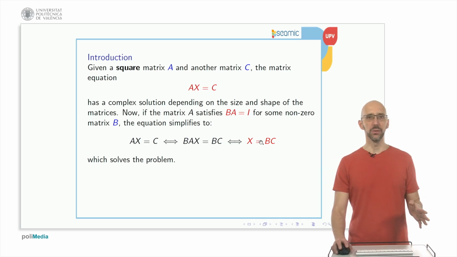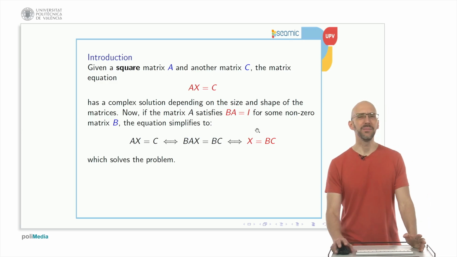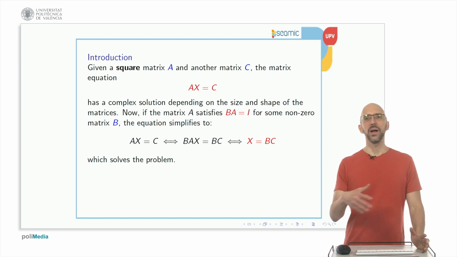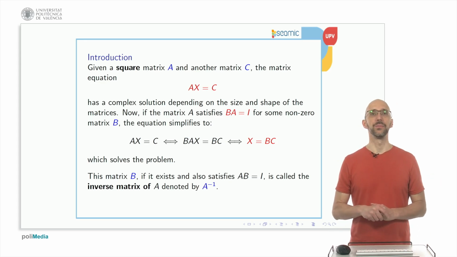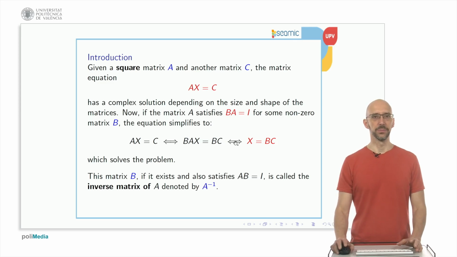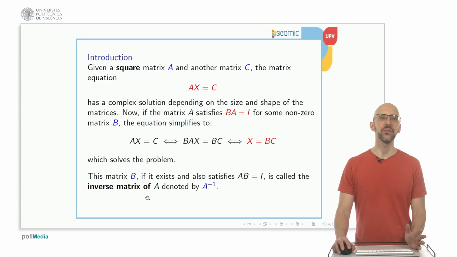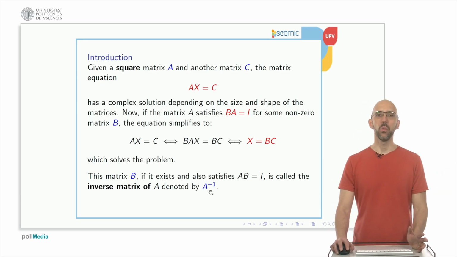And all is due to the fact that I just obtained a matrix such that B times A equals the identity matrix. Maybe I'm making things a little more complicated than expected. I'm just trying to justify why the inverse matrix is needed. One application is to solve matrix equations like the one I have here. When I can find a matrix B such that B times A is the identity matrix, then this matrix is called the inverse matrix of A. And we are not going to write it as B, we are going to write it as A power minus 1.